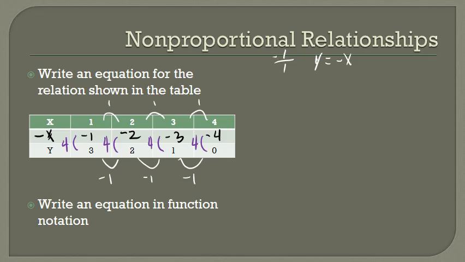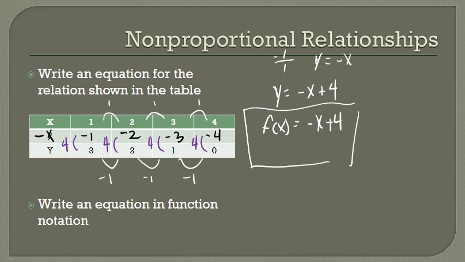So I then would write this equation as such. I could say first here that y equals -x plus 4. And if I were to write that in function notation, I could say that f of x equals -x plus 4. All right, well, there we go. There is our function notation for the data that we've seen.